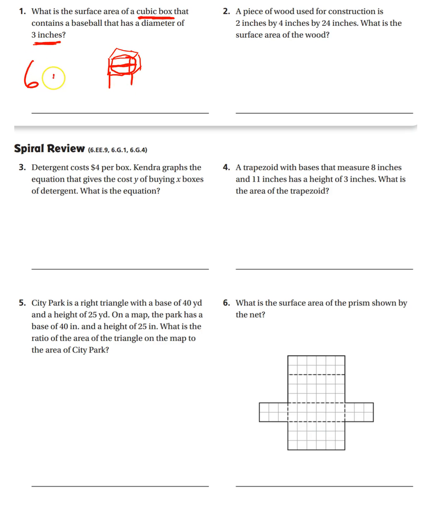So again, it's 6s squared since it's a cube, with the sides being 3. So 3 squared, that's 3 times 3, that's 9. And then 9 times the 6 sides, 54. And it's inches squared since it's area that we're working with.